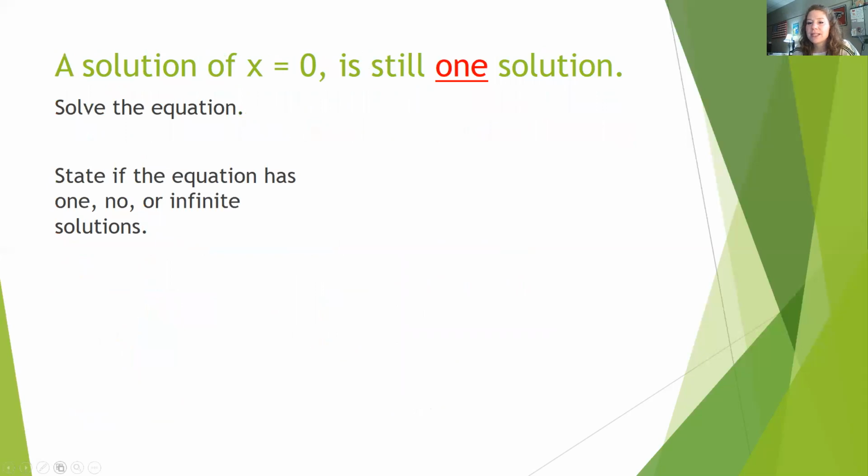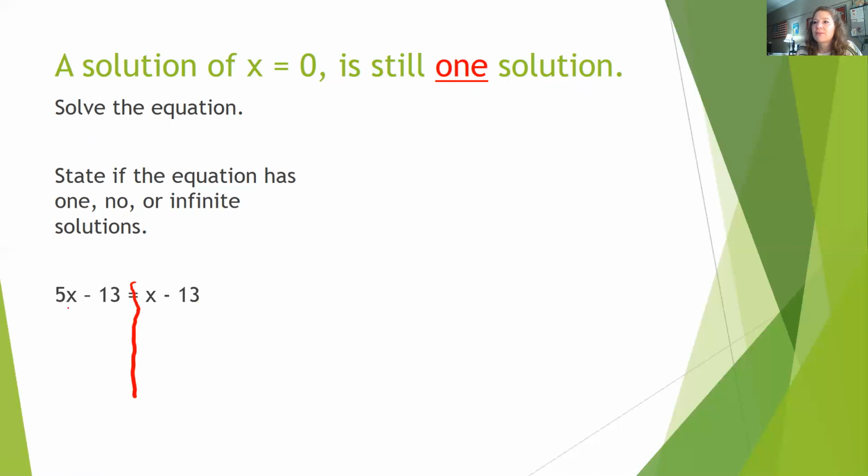Now, some people believe that if they figure out that x is equal to 0, that means there's no solution, but that's not true. You can get an answer of 0. That is a valid answer, okay? For example, let's look at this problem right here. So we're going to draw our line.